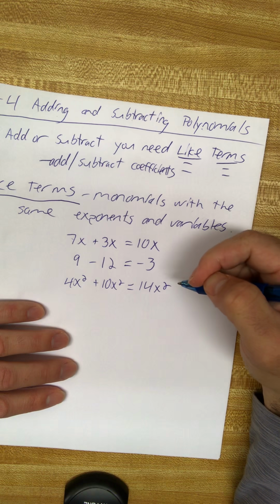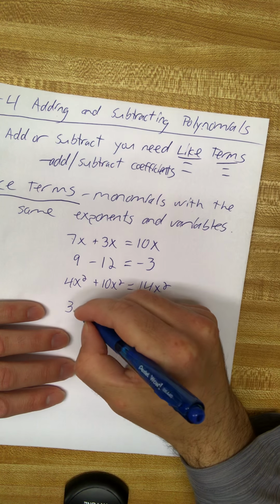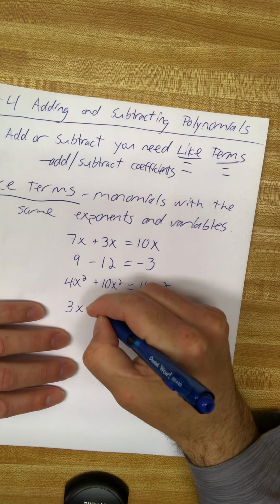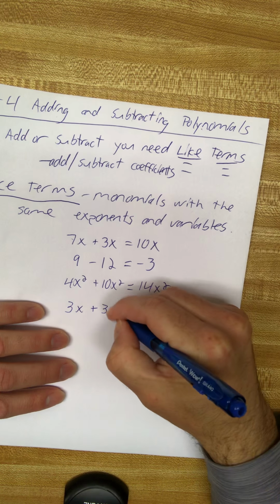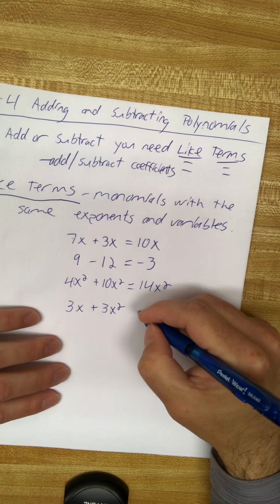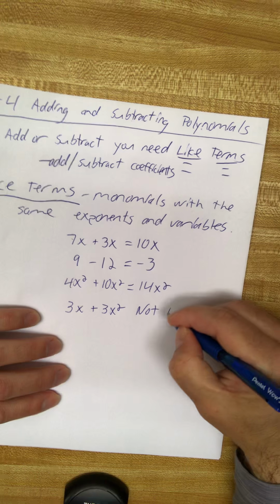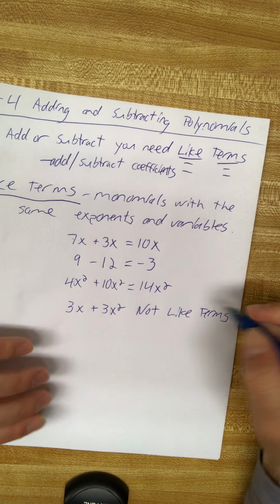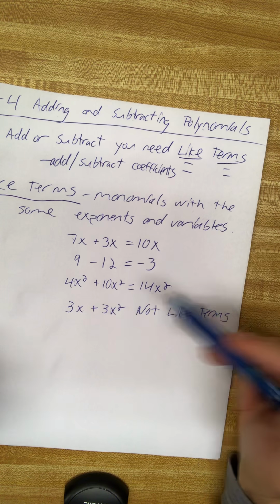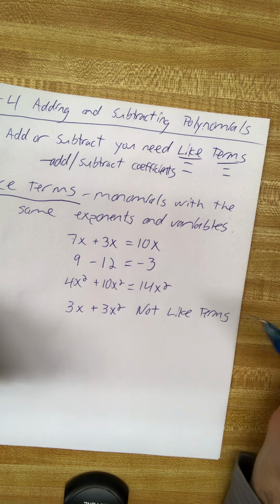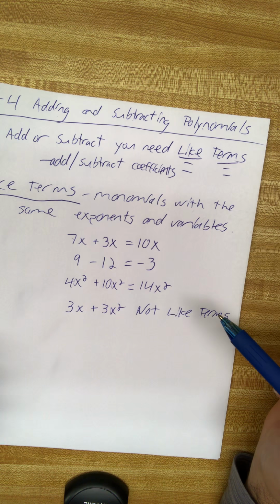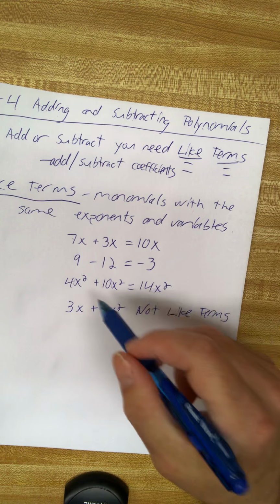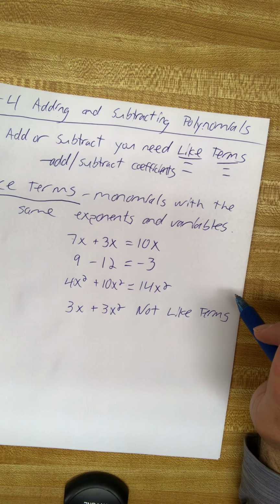Some examples that would not be like terms would be, let's say, 3x plus 3x squared. Those are not like terms. You could rearrange this and put it in standard form as 3x squared plus 3x, but you can't add them together. And it all goes back to like terms.